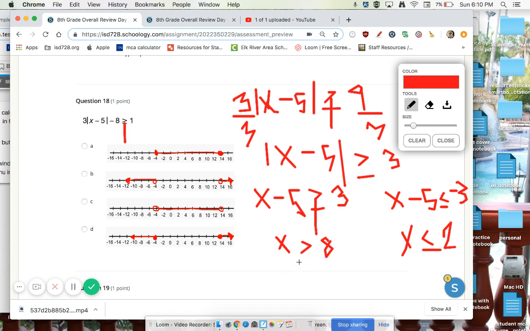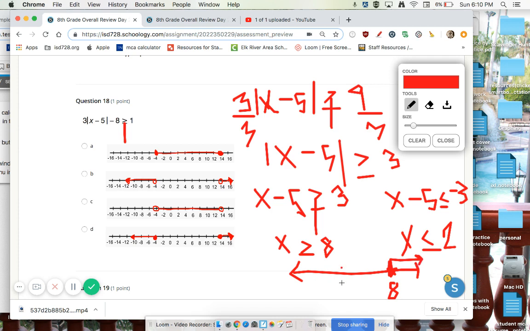So let me show you what it will look like. I'm going to have it updated by the time that you start. But if x is bigger than 8, oh, don't forget your equal sign. It should be colored in. So my 8 would be right here. And if I'm bigger, I would be colored in, going to the right.